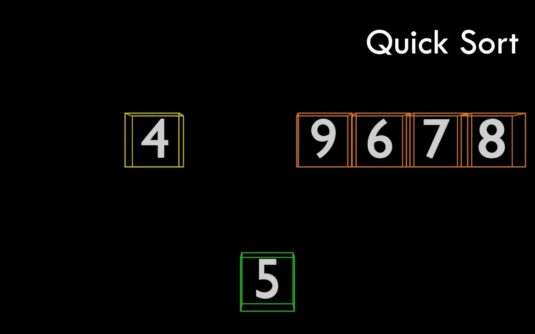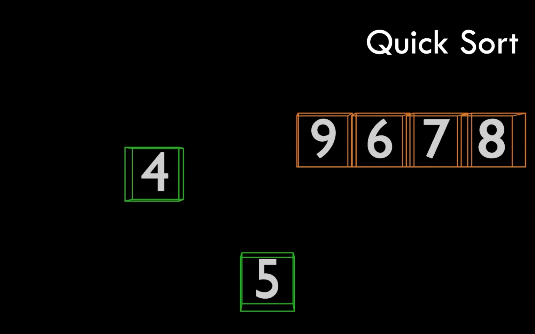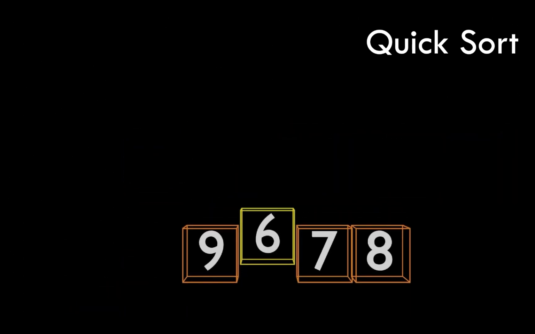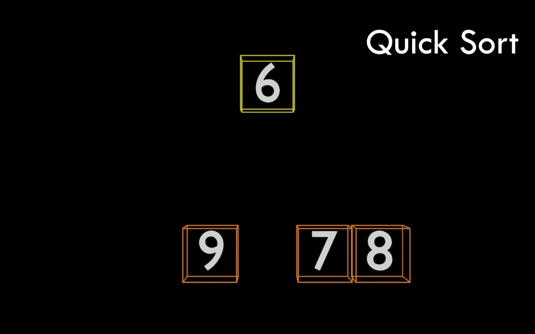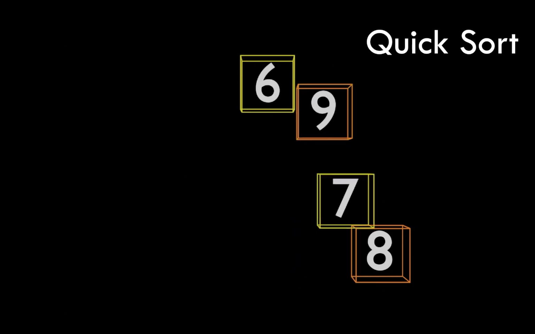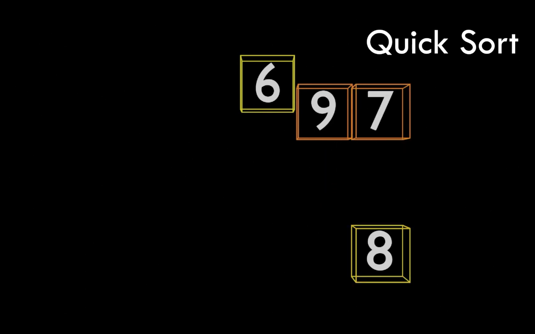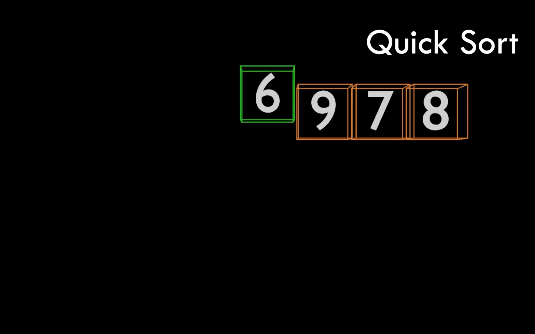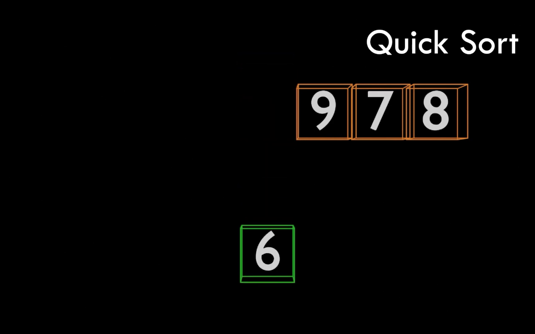So you can see now that the algorithm is just repeating itself over and over again on different sublists. Looking at 4, we run the algorithm, but it's a single element, so we know that is sorted already. So we choose 6 in this case, compare 9. It's greater than 6, so it goes on the right hand side. 7 is also greater than 6, so it goes on the right hand side. And 8 is greater than 6, so it goes on the right hand side.